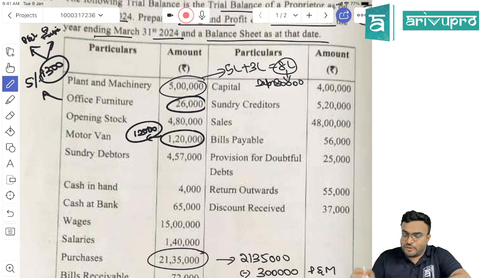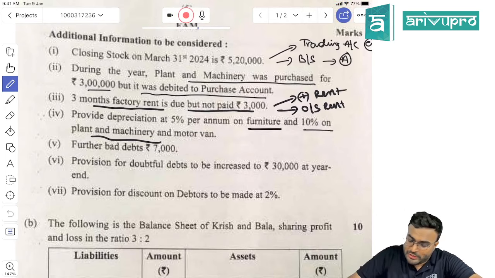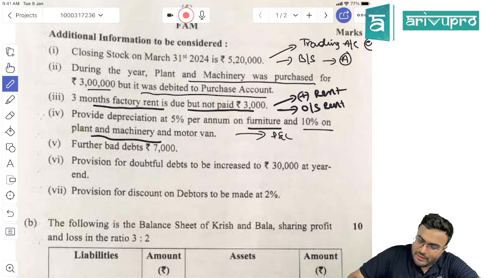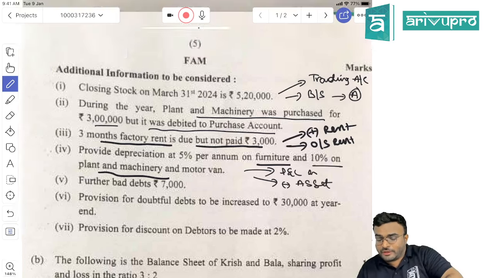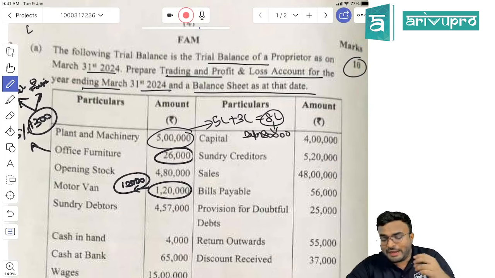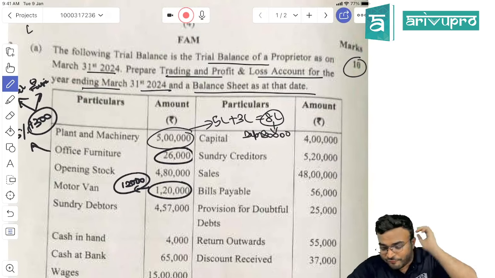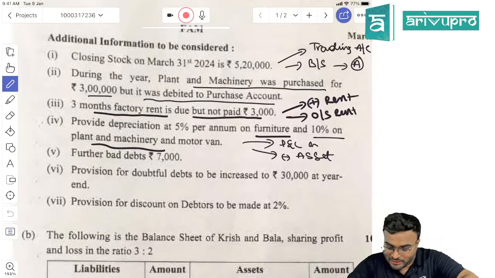So you know the effects of depreciation. What will be the effect? You will show it in P&L debit, and also you have to reduce it from the respective asset. Only thing we have to be careful over here is plant and machinery. You have to be careful. Plant and machinery, 8 lakh, not 5 lakhs. Okay, because rectification has taken place.